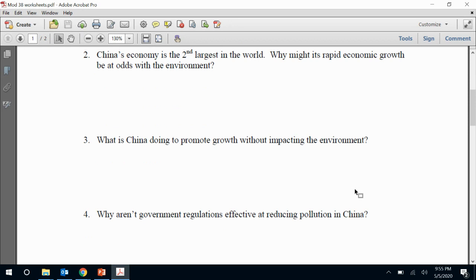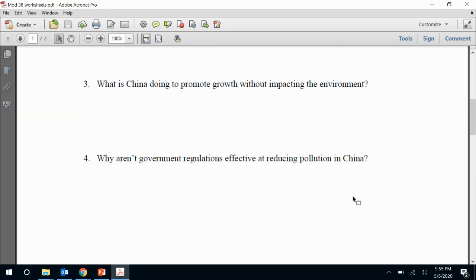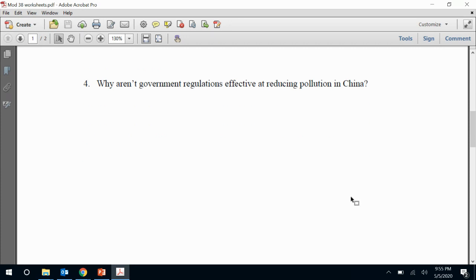What is China doing to promote growth without impacting the environment? China has started recycling metal and paper. They also have an environmental health and safety academy that trains managers on health and environmental issues. And then, why aren't government regulations effective at reducing pollution in China? Well, the fines imposed are less than the cost of installing pollution reduction machinery, so they'll just keep polluting because they're not penalized enough.